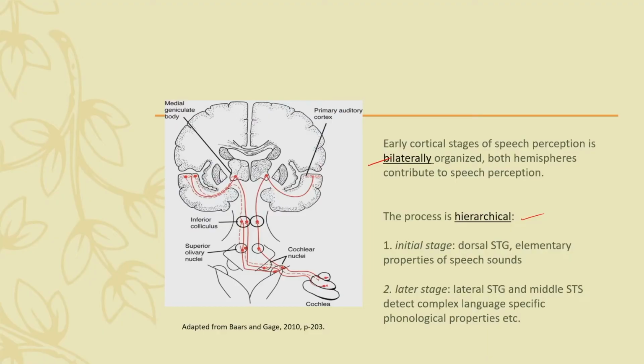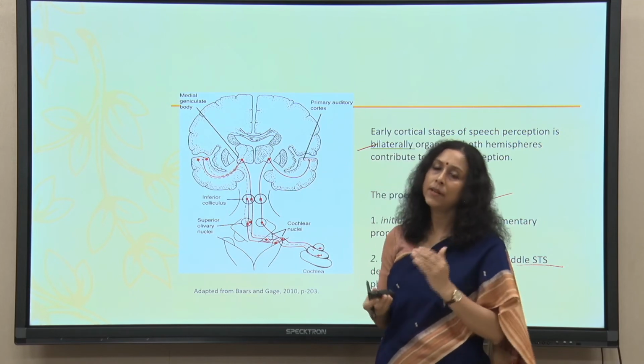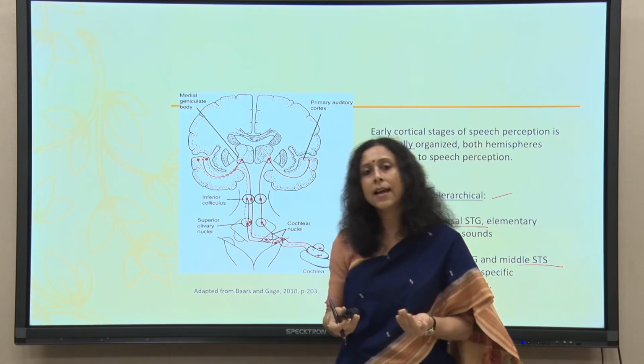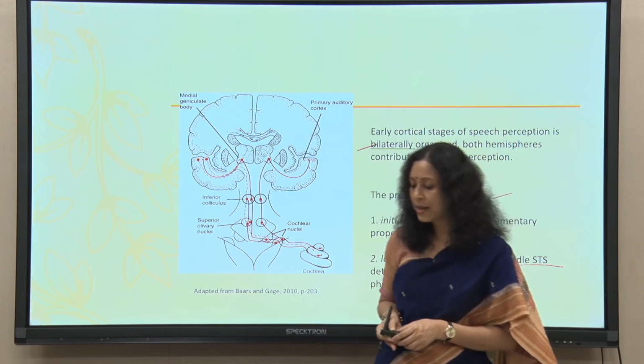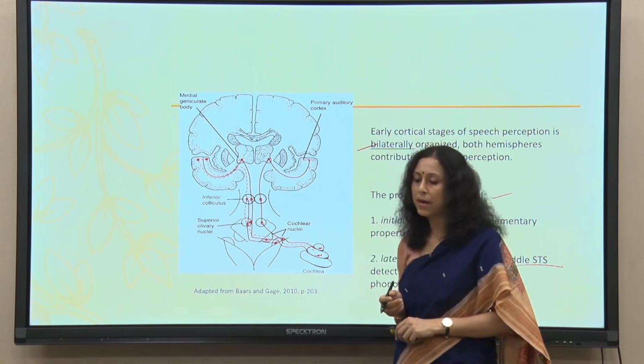And the process is also hierarchical. There are stages. In the first stage, the dorsal STG, that is superior temporal gyrus, processes the elementary properties of speech sounds, and then in the later stage, lateral superior temporal gyrus and middle superior temporal sulcus will be processing the complex language specific phonological properties. So, there is a hierarchy of function depending on what the process is and where it is processed. There are different areas responsible for different functions and different processes in that pathway.